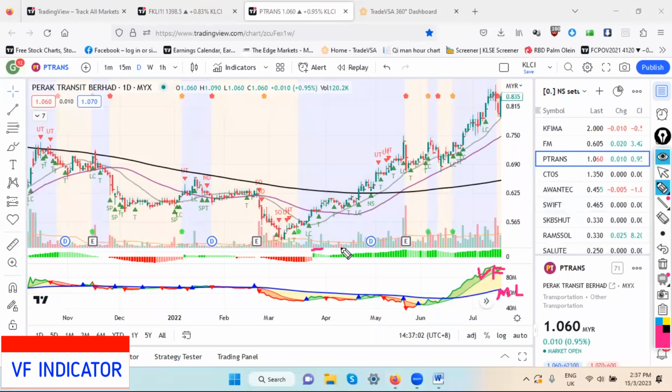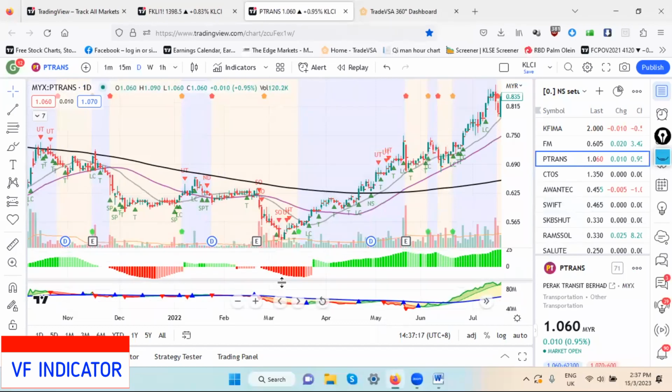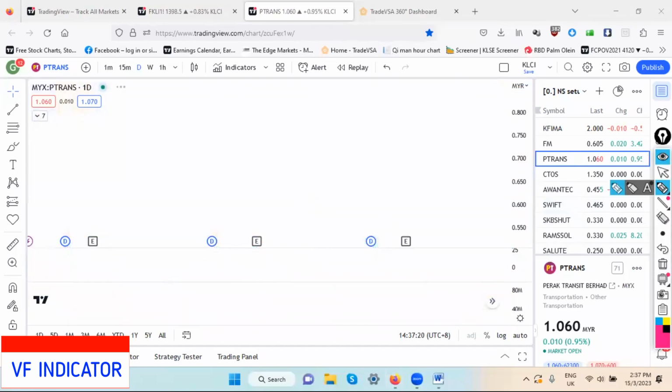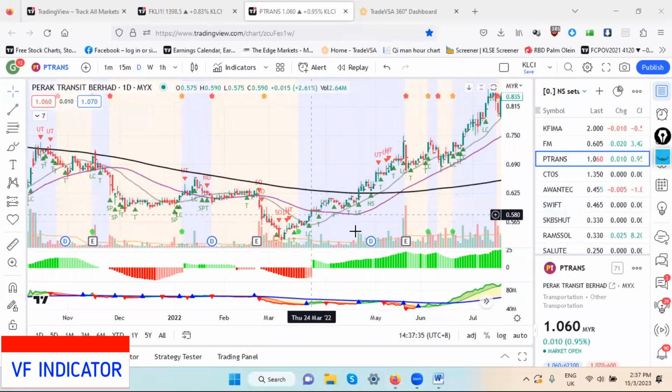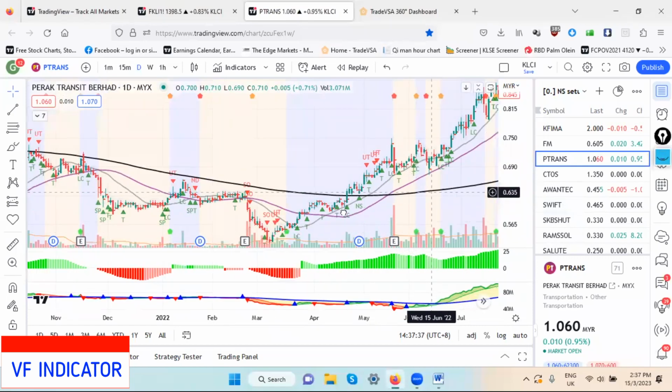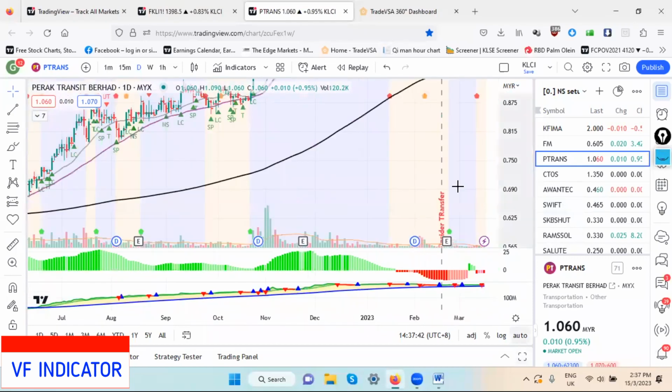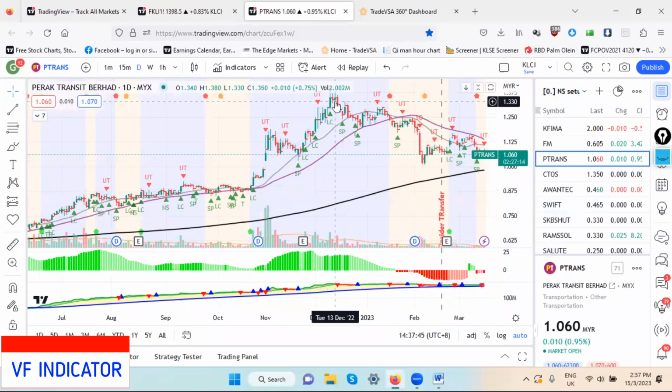Above here is another main indicator, the VF wave. It's a wave indicator to know where the stock is going. The best signal is when you can catch the change from red color to green color. If you can catch this big wave, you will know. You buy here at about 50 cents, but at the end of the day this stock has gone up almost 100%.